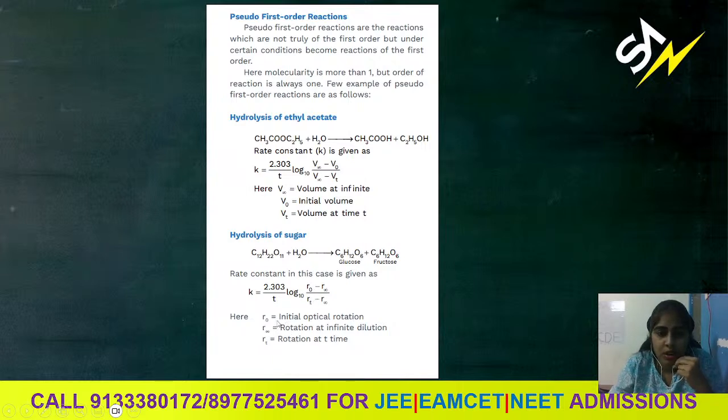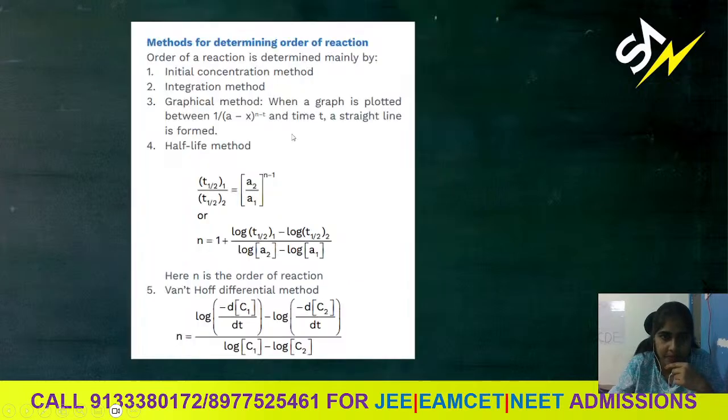Here, what is R naught? R naught is the initial optical rotation. R infinite is the rotation at infinite dilution. Rt is the rotation at time t. Here the rate constant K is equal to 2.303 by t log to the base 10 of (R naught minus R infinite) by (Rt minus R infinite). This shows the rate equation for hydrolysis of sugar. So these are the specific conditions required for pseudo first order reactions.